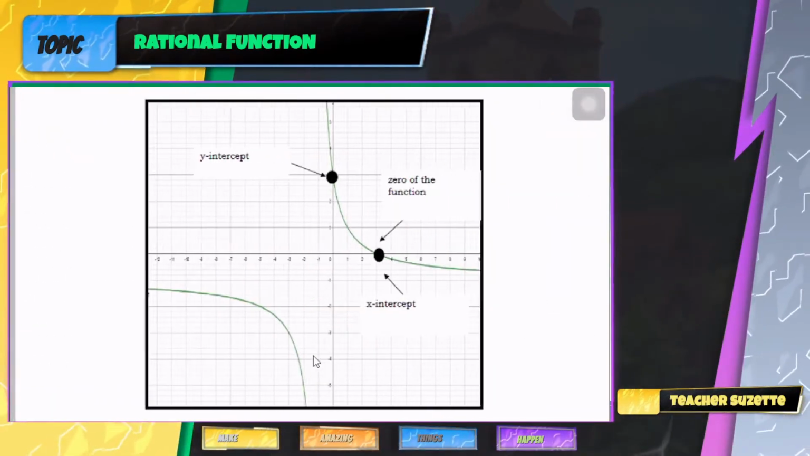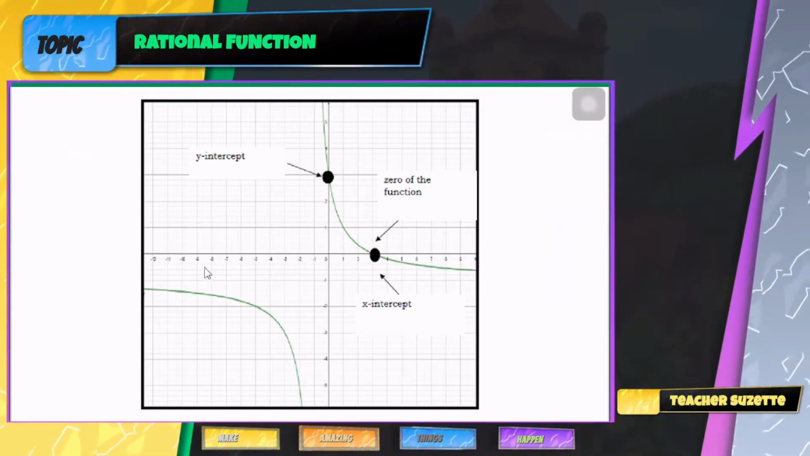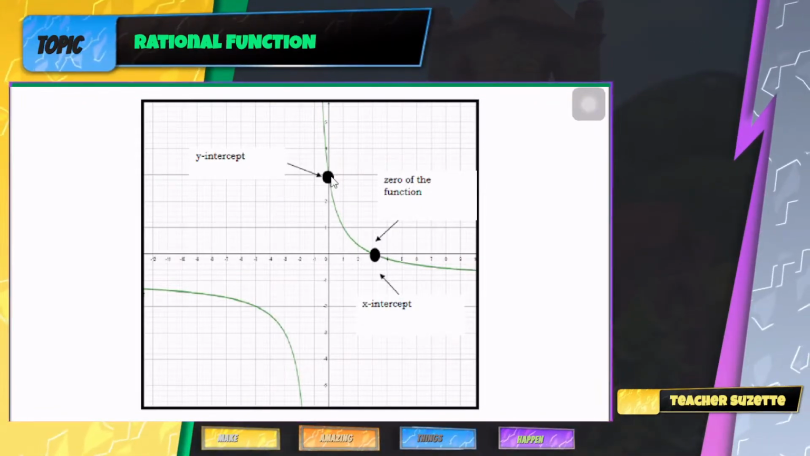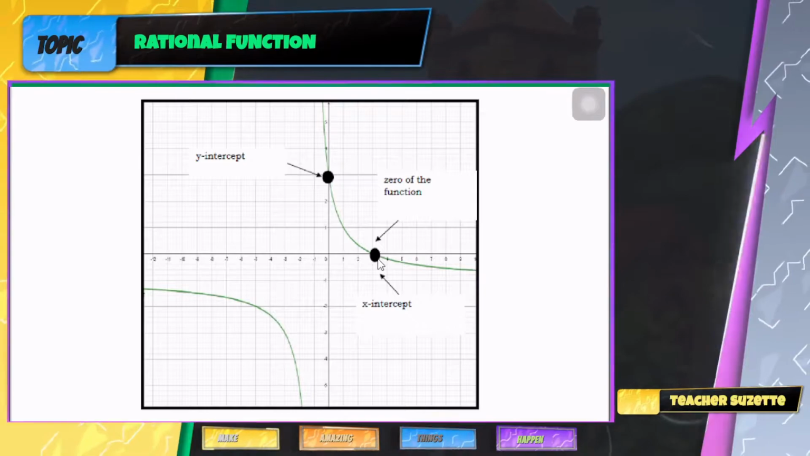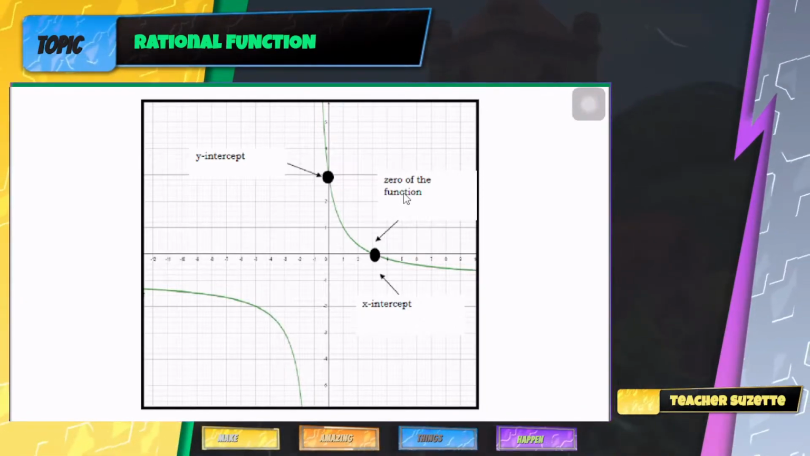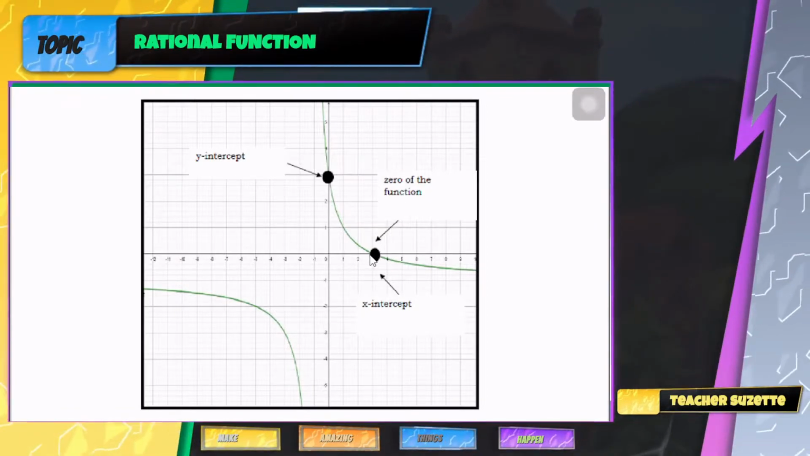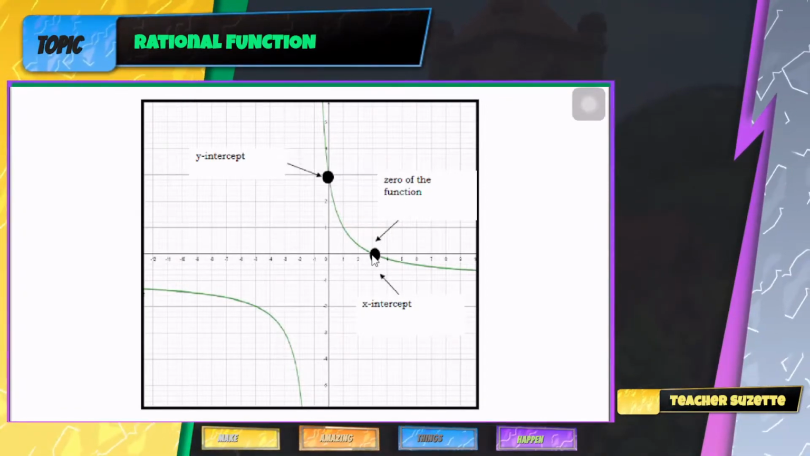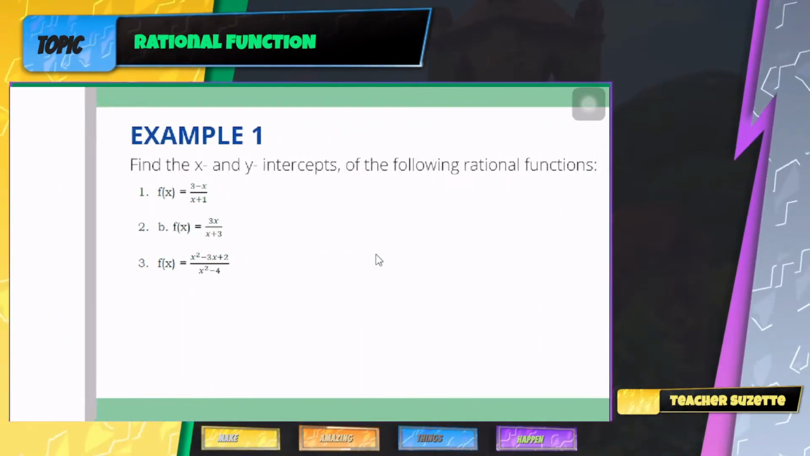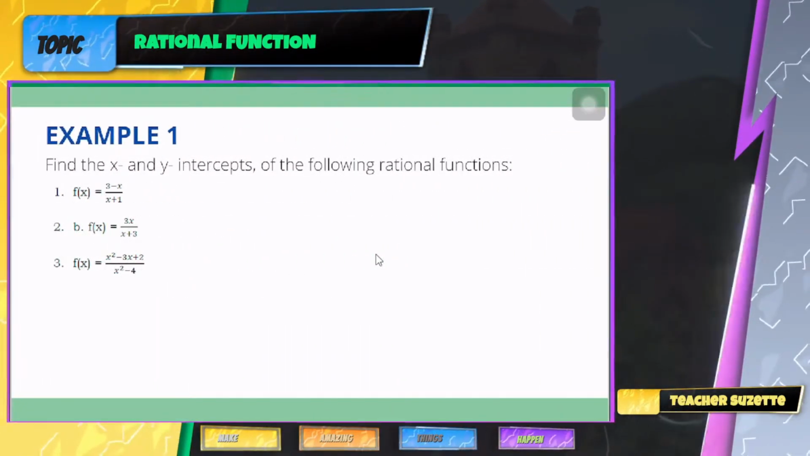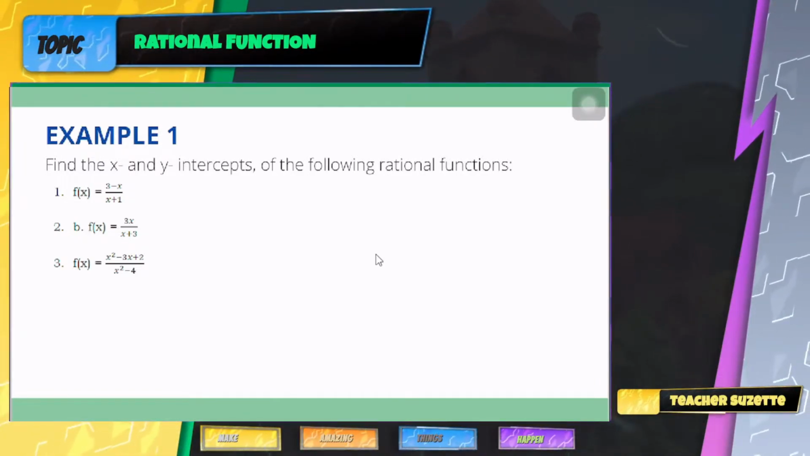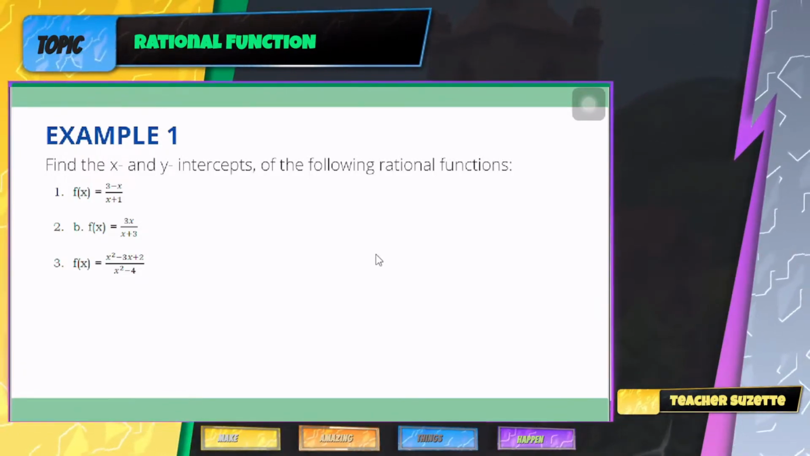Now, tingnan muna natin siya sa graph. Ayan po yung itsura niya. So, this is your y-intercept, and your point which is the x-intercept, o tinatawag na din nating zero of the function. So, ito yung value ng x that would make your function equal to 0. Now, let's have our examples. Let's try to find the x and y intercepts of the following rational functions.